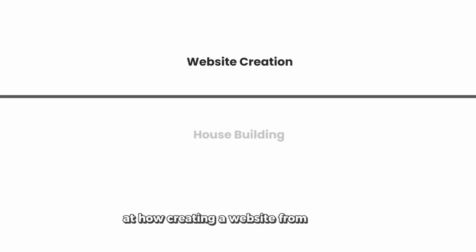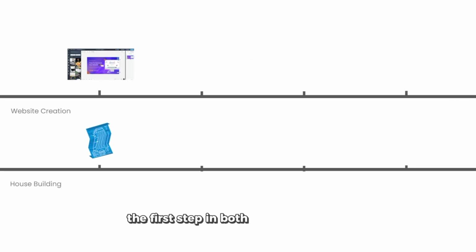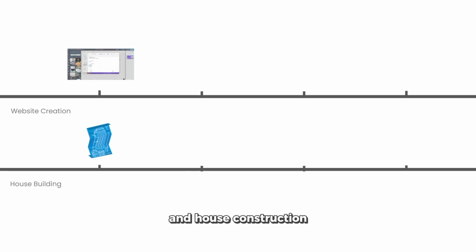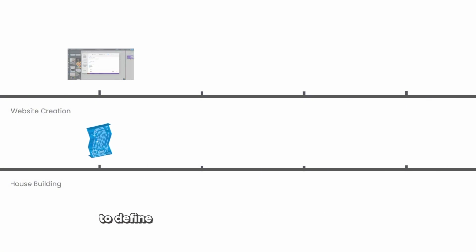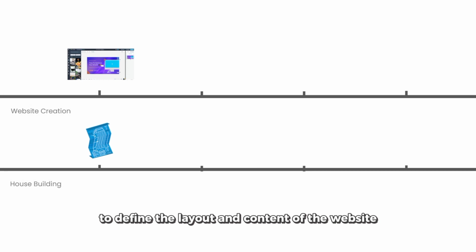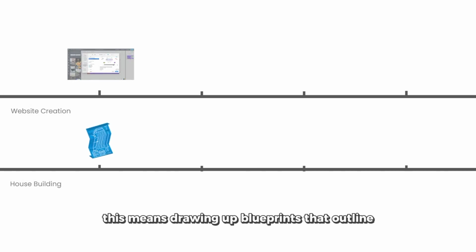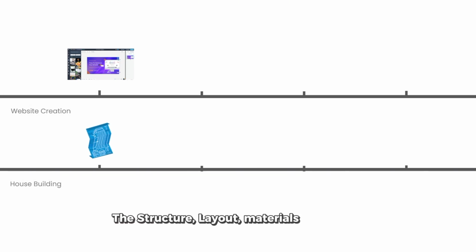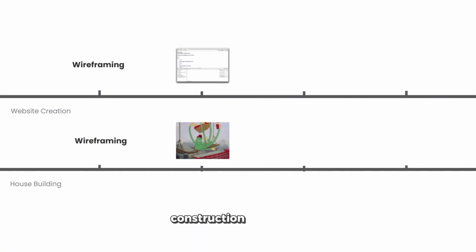Before we start explaining what these files are, let's take a look at how creating a website from scratch compares to house construction. The first step in both website creation and house construction is to create a plan. For a website, this involves developing wireframes and mockups to define the layout and content of the website. For a house, this means drawing up blueprints that outline the structure, layout, and materials to be used. Once the plan is in place, construction can begin.